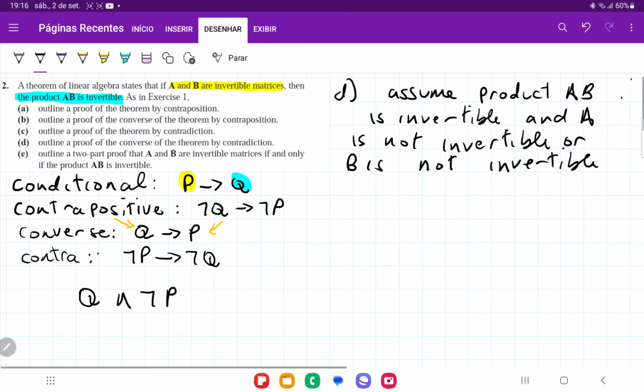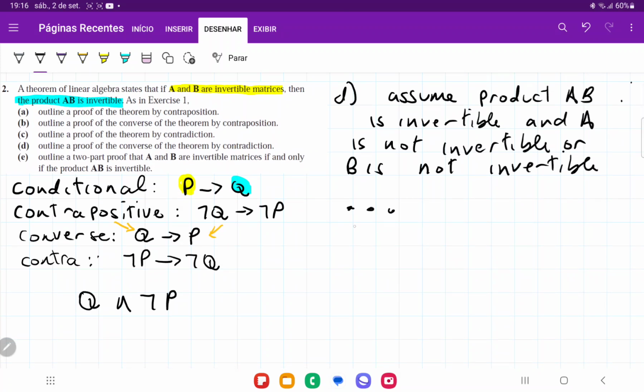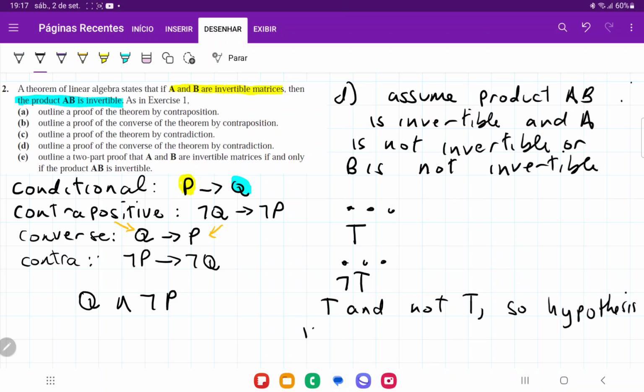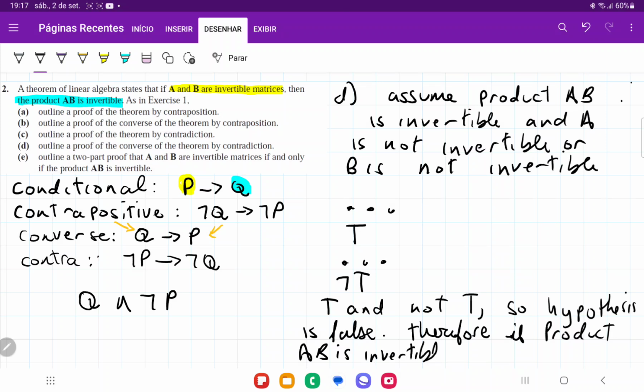So we begin by assuming Q and not P, then we would develop it, show that it leads to T, develop it, show that it leads to not T, and then we would say T and not T, so the hypothesis is false, right? And then we would say, therefore, if Q, then P. Therefore, if product AB is invertible, so are A and B. So that is it for item D.